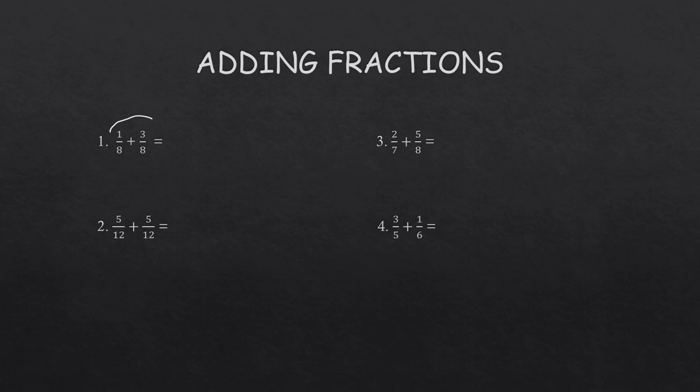So the first one is straightforward. As circled, we need to add 1 and 3, which would give us 4. And then we don't need to add the denominators. So 4/8 is simplified to half, as we can divide both of them by 4.